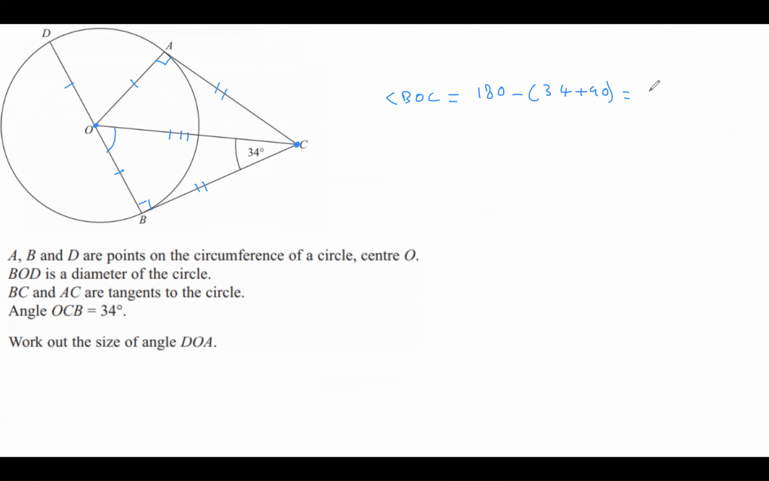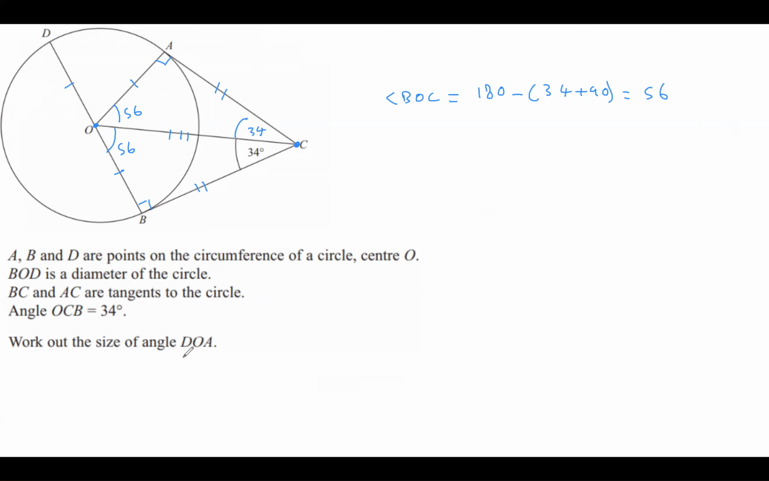And that is going to give us 56 degrees. So this is 56 degrees, which means this angle is also going to be 56 degrees as well, since these two are congruent or identical. And likewise, this angle is going to be 34 degrees.